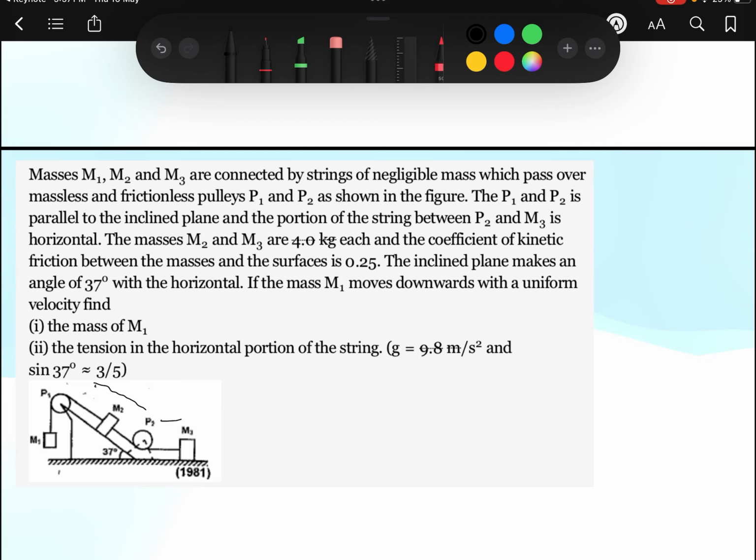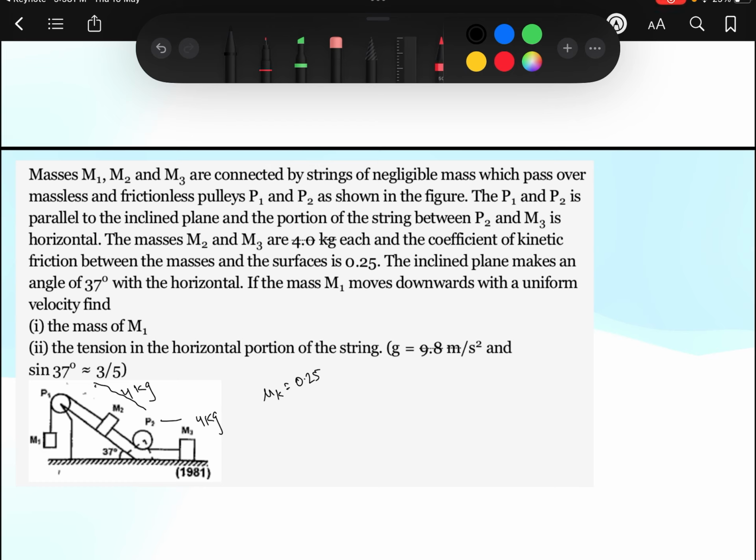Now the masses m2 and m3 are 4 kg each. So this is the 4 kg mass here and this m3 is also 4 kg. And the coefficient of kinetic friction between the masses and the surfaces, mu kinetic, is equal to 0.25. The inclined plane makes an angle of 37 degrees with the horizontal.